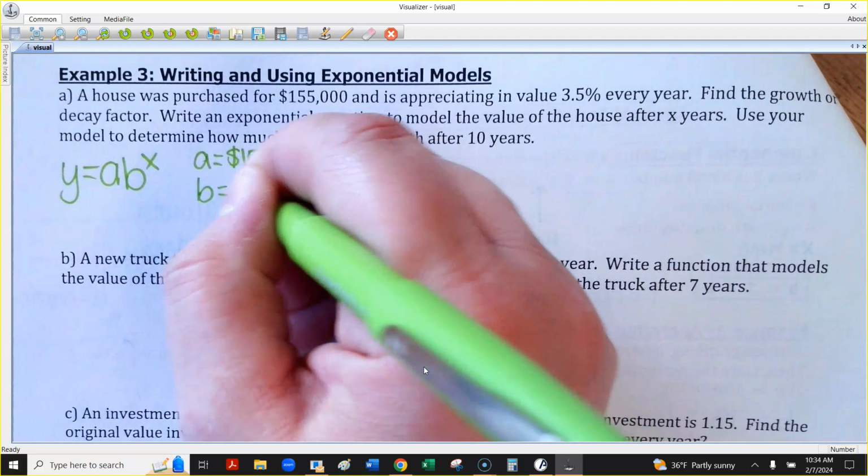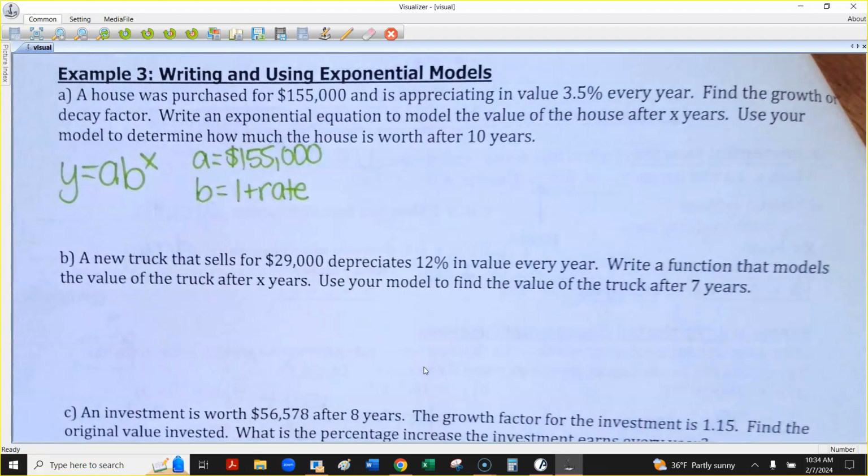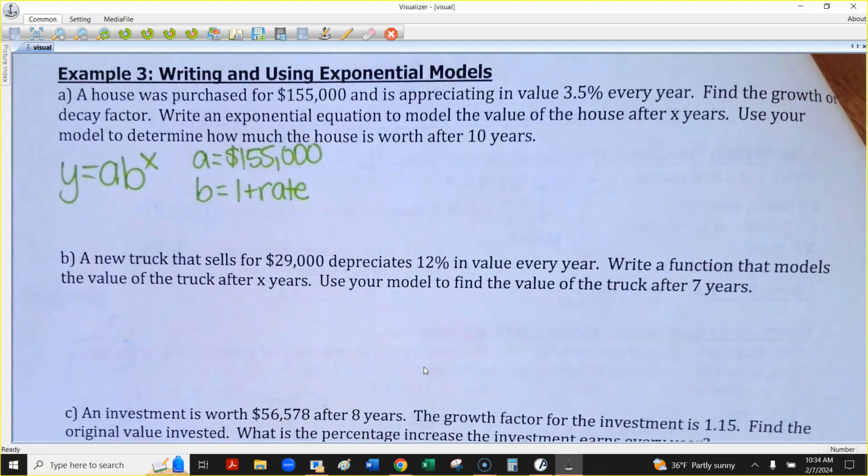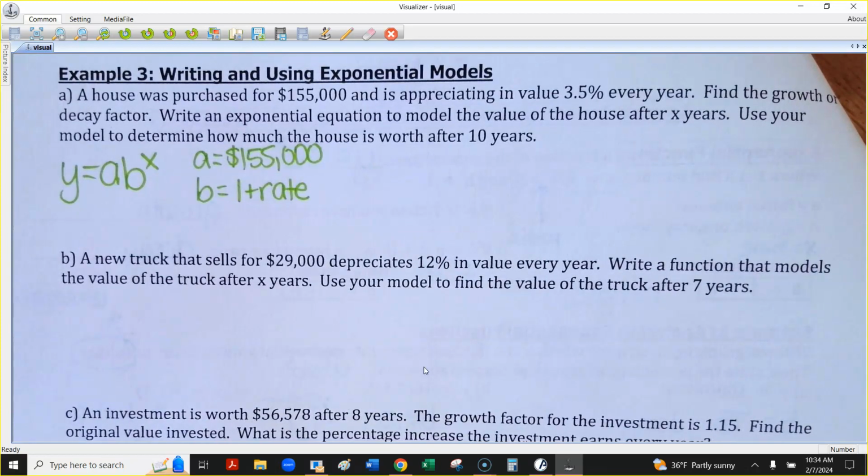So this would be 1 plus the rate. Most of these questions are going to give you the rate as a percentage. So it says it's increasing at 3.5%. They do that to make it seem like it's more than it is. Do you know how to change that 3.5% to a rate? So instead of being a percentage, as a decimal, you're close.